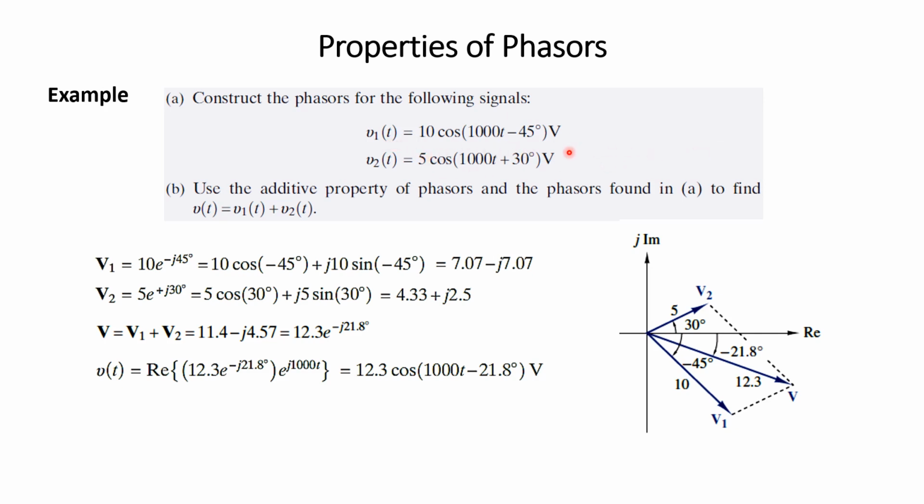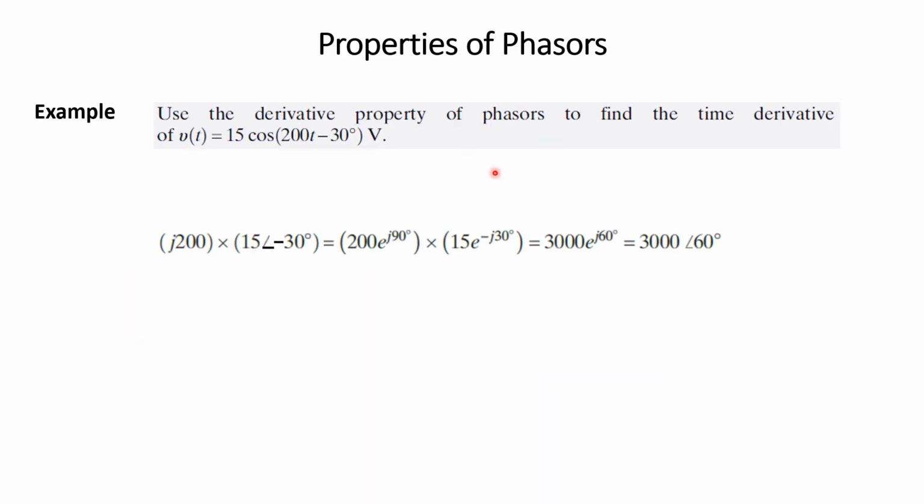This is a direct method without using phasors, but how can we add these two using phasors? V1 is represented now as a phasor. Next, the properties of phasors. We use the derivative property of phasors to find the time derivative of this.